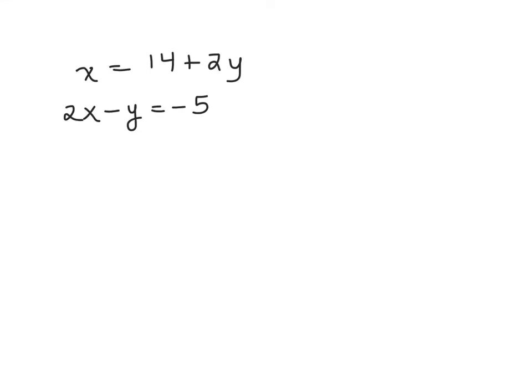Here's another example of why sometimes graphing is not the best option for us. If we look at these two equations, neither one of them is in slope-intercept form. I could put them in slope-intercept form, but I happen to know, having done this problem already, that the answers come out pretty big. So graph paper is not necessarily the best option here.